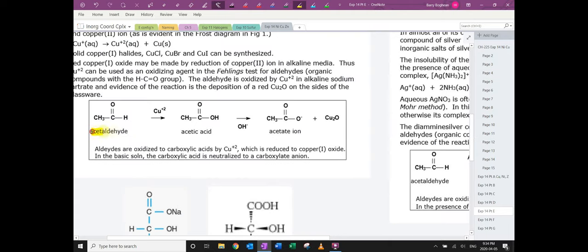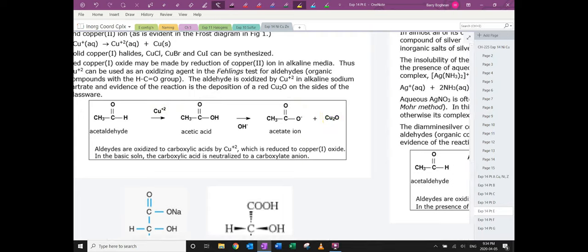So an aldehyde with copper 2 ion is oxidized to the carboxylic acid, which forms the carboxylate, acetate in this case, in solution. In the process, copper 2 is reduced to copper 1, and we'll see the formation of copper 1 oxide, which is a reddish-brown precipitate.